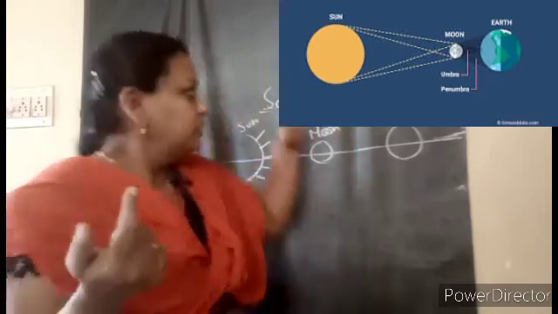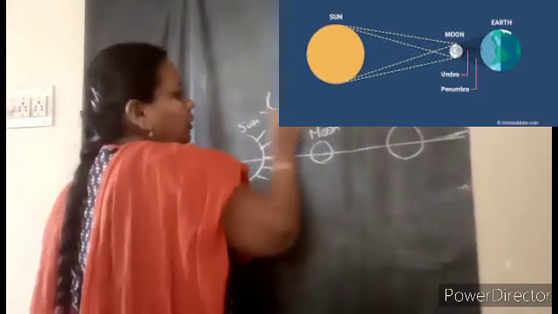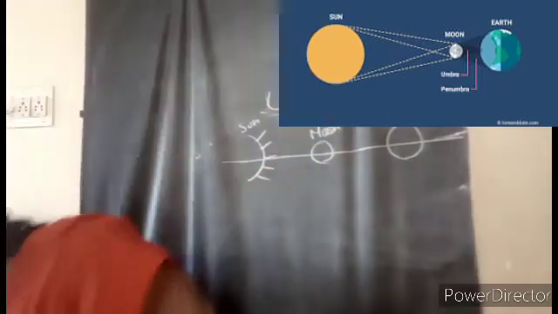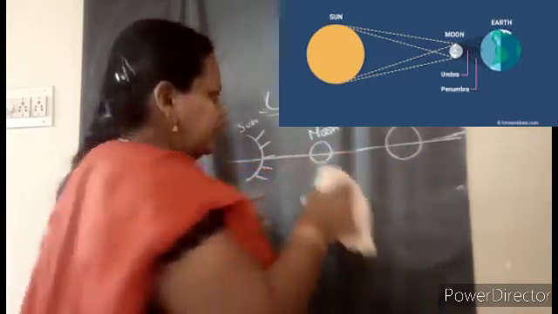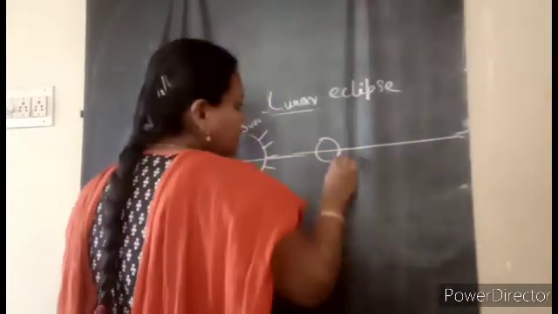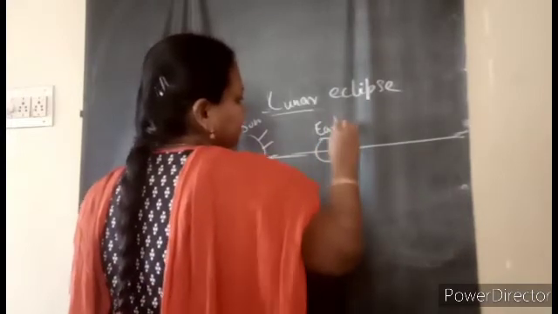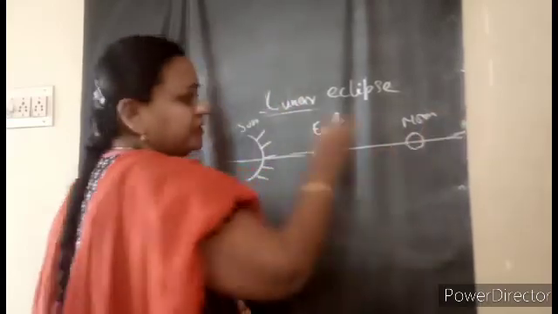The same thing happens during a lunar eclipse. I hope you can all guess now what lunar means. Lunar means moon, children. During a lunar eclipse, you know that the earth is always moving. So now, during a lunar eclipse, the earth is between the moon and the sun. Earth is between the moon and the sun.